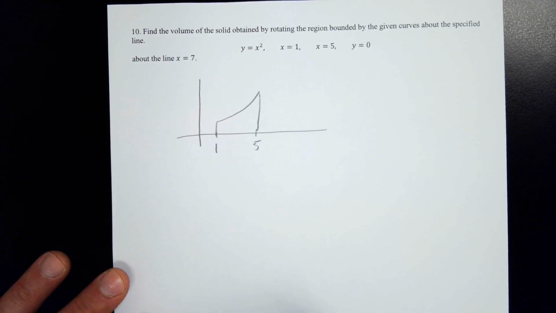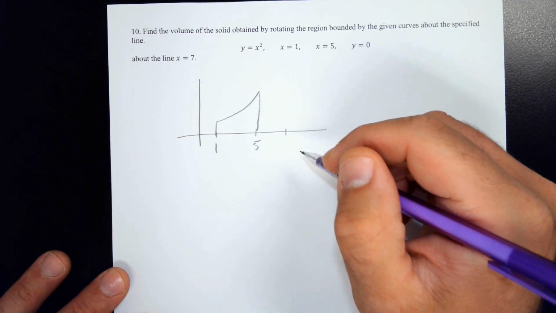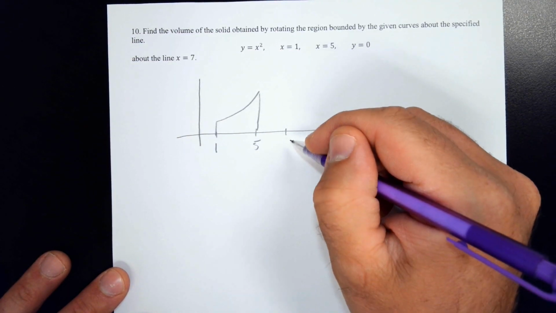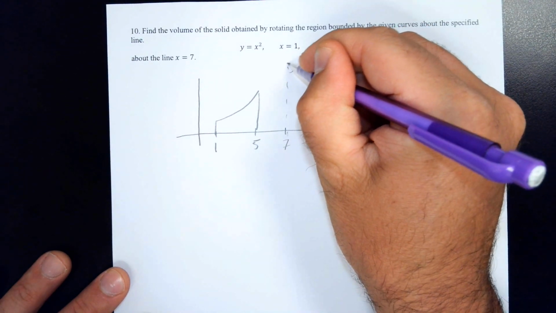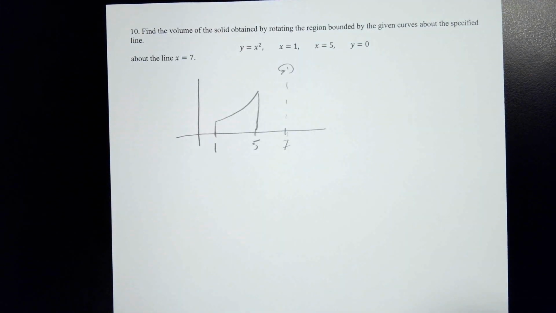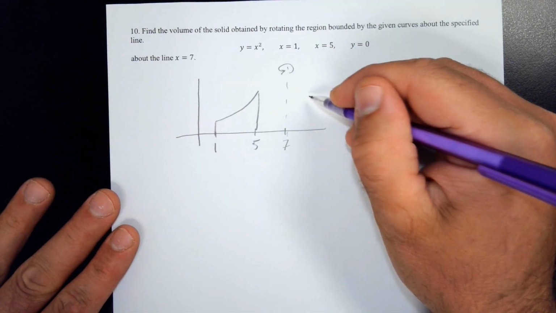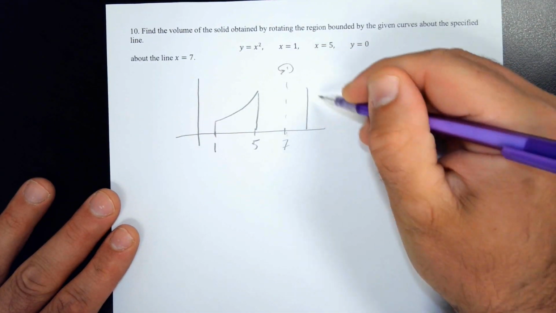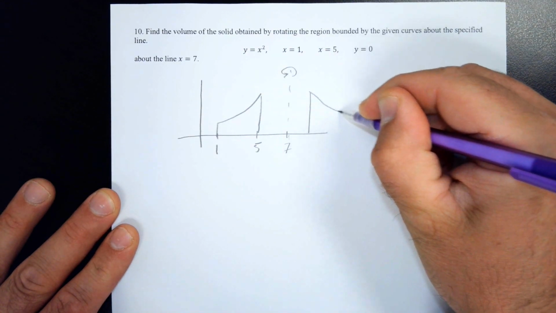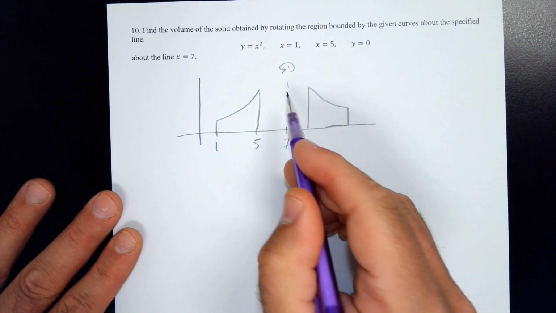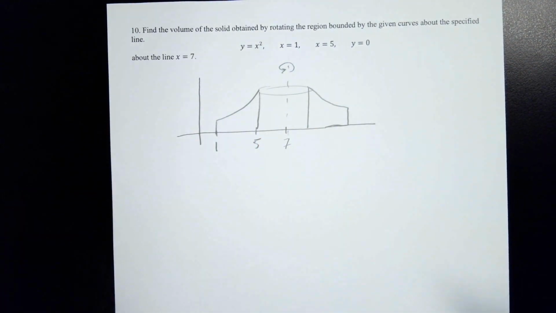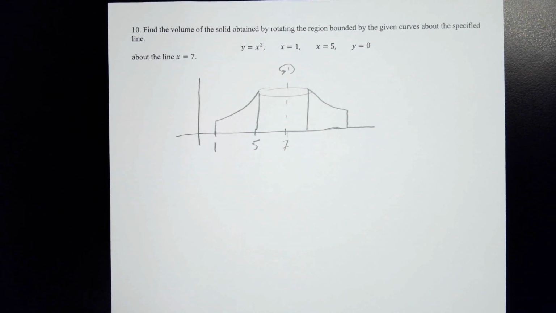So that's the region. Now this is being revolved about the line x equals 7, which is this one right here. So let's see if we can sketch what this would look like. If I drew its mirror image about that line, it would look something like that. It's kind of rotating around that one. This is an excellent example where shell method would be much, much, much easier than washer method.